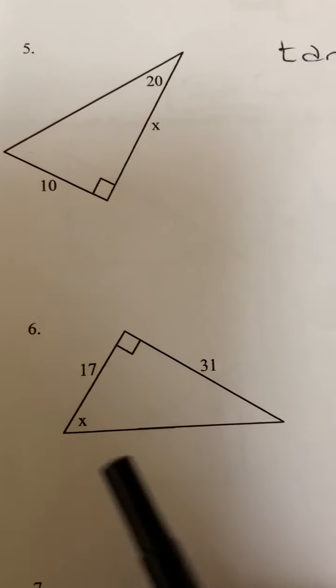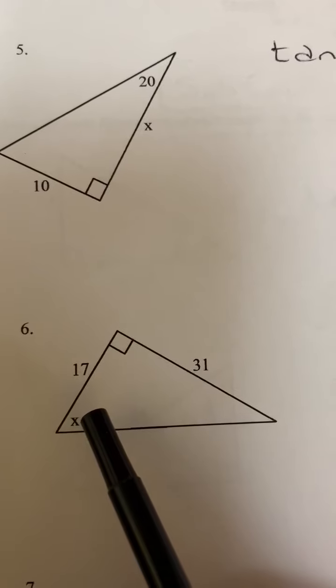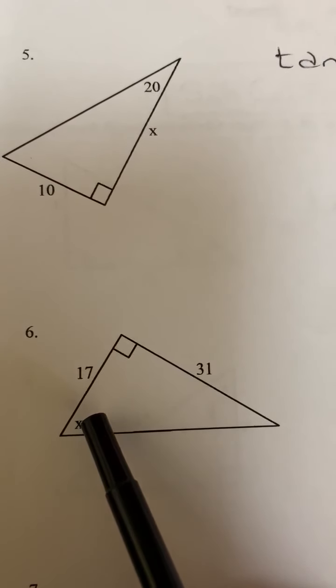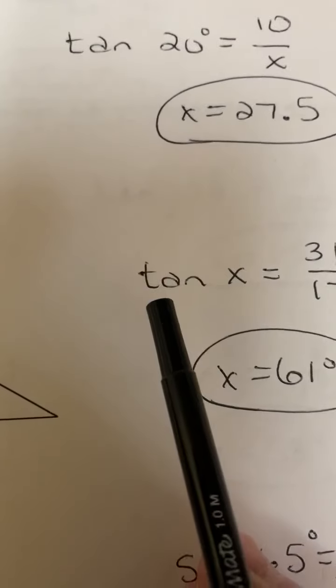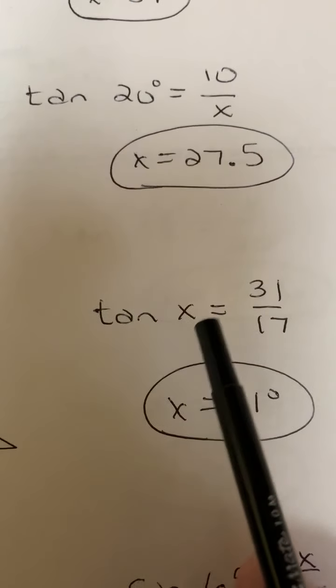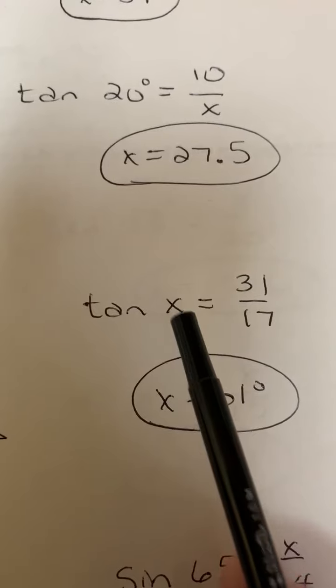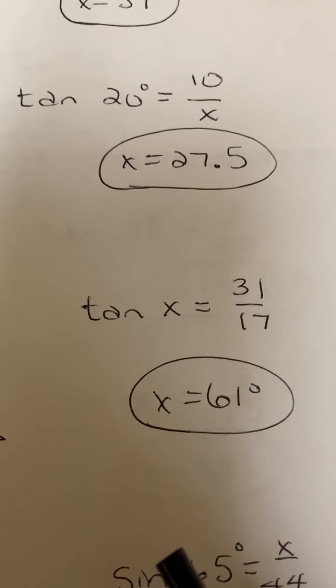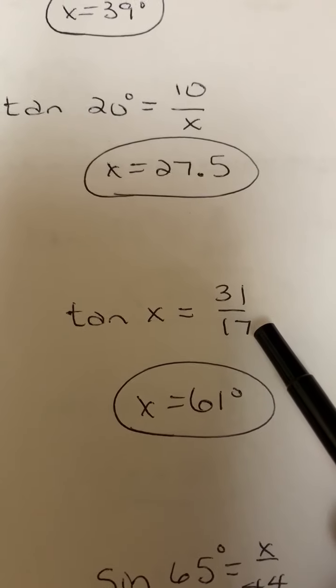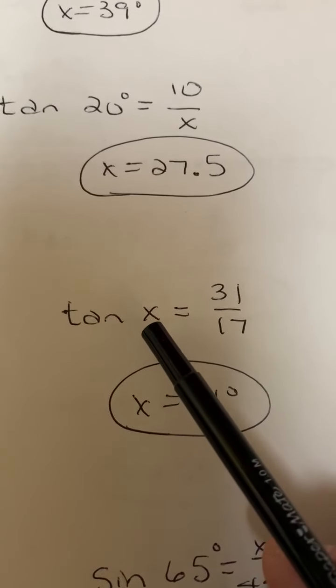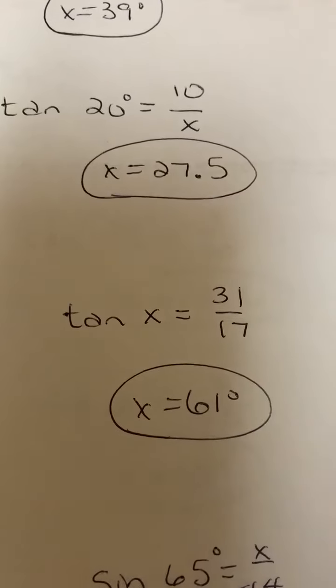Moving to example 6, based on where you're standing, again, draw your little stick figures if you need to. Based on where you're standing, you have the opposite and adjacent. Opposite and adjacent is tangent. So tangent of x. Remember, you're going to find your angle measurement here, so that's going to be the second function when you get to that point. 31 divided by 17, hit equals. Do your second function key and then hit tangent, hit equals again, 61 degrees.